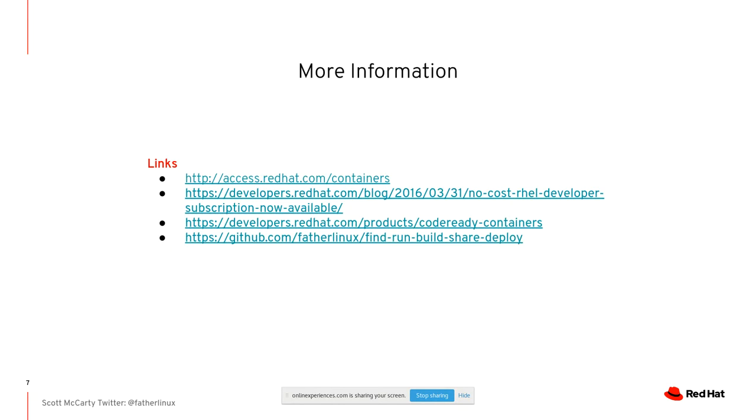And then I wanted to leave you with a few links. If you're interested in looking at the Red Hat Container Catalog, that's the first link. If you want to use Podman on a Red Hat Enterprise Linux system, you can actually do that for free. A lot of people don't know that. You can get a no-cost RHEL developer subscription, fire that up, and run Podman in RHEL exactly like you would run it in production.